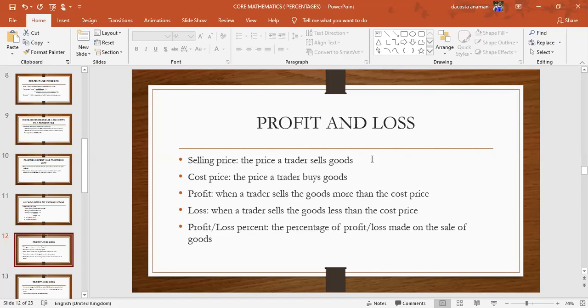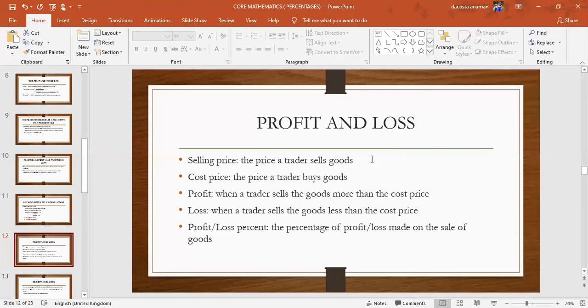And loss is when I go and buy the books for 10 cedi and I come and sell it to you at 8 cedi. Now that 2 cedi there, it's a reduction in the normal price that I have to sell to you, and that's a loss. So profit is when the selling price is more than the cost price, and loss is when the cost price is more than the selling price.